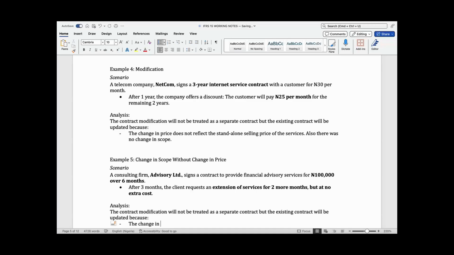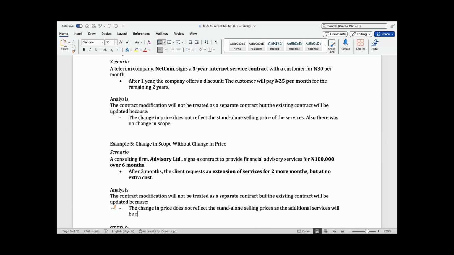The change in price does not reflect the standalone selling prices, as the additional services will be rendered at no extra costs to the company.